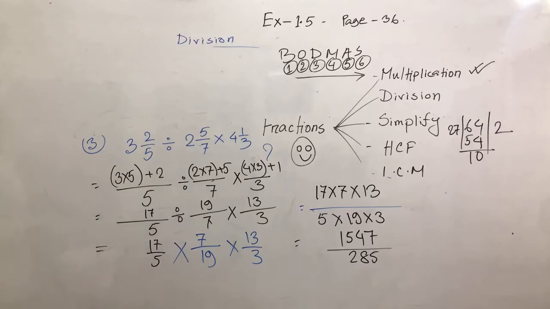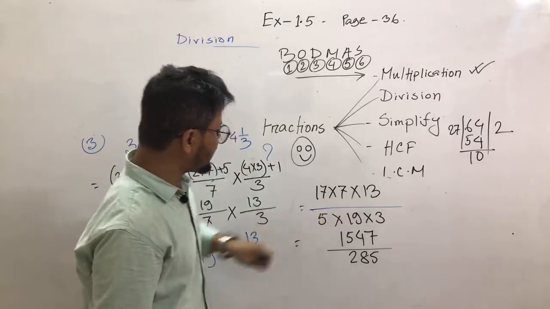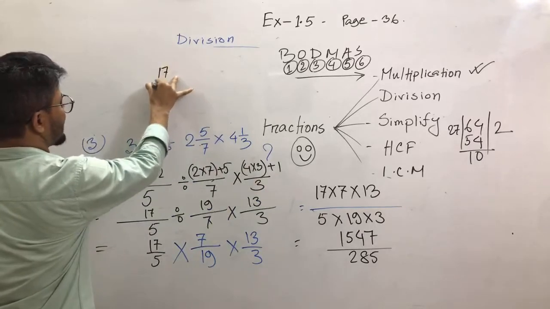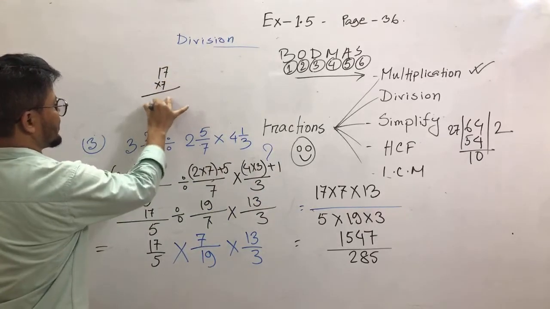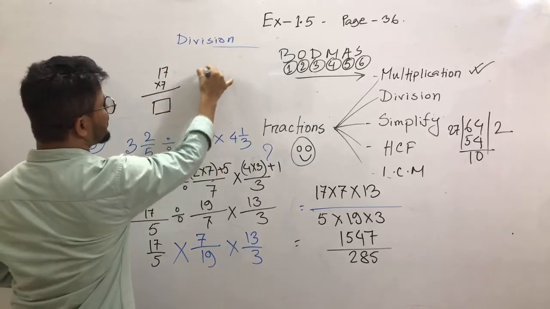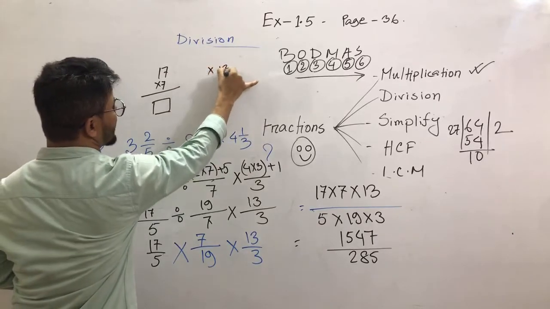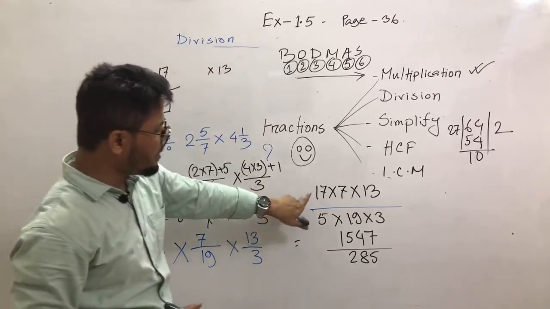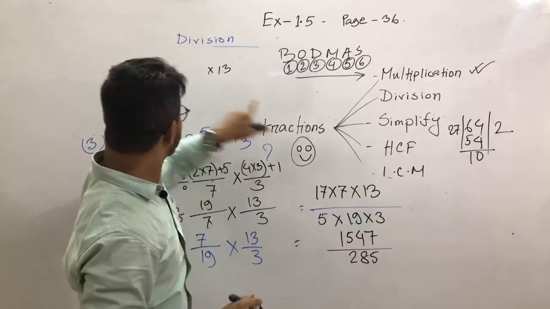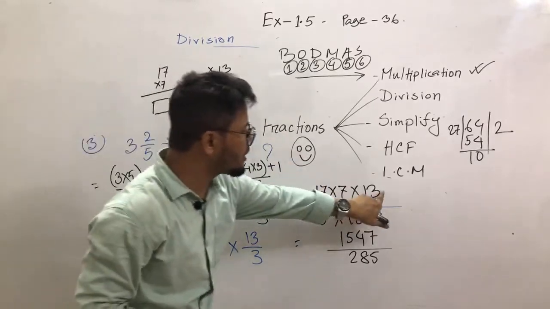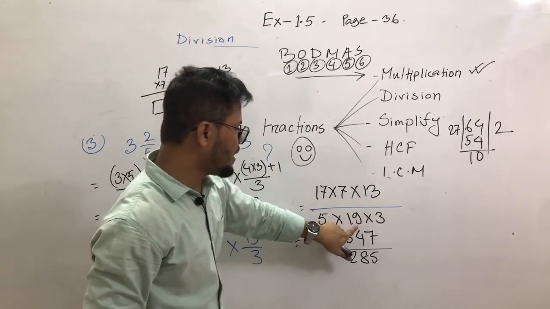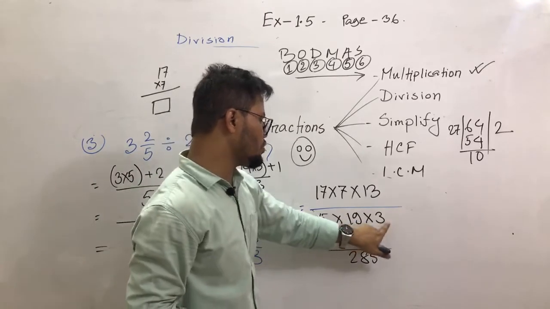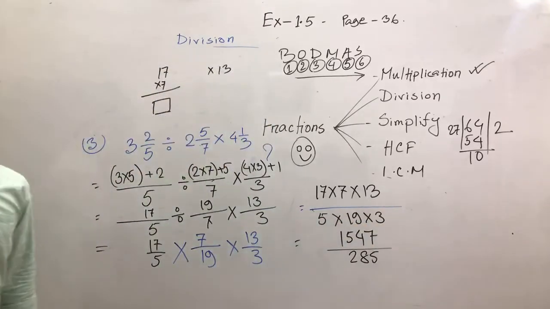Now we will convert this one into improper fractions. So first you can multiply 17 multiply 7. Then this result will be multiplied with 13. First step, multiply 17 multiply 7. Then the result will be multiplied with the 13. 5 multiply 19 and then the result will be multiplied with 3. Now we see here, this is the improper fraction. Please convert this one.